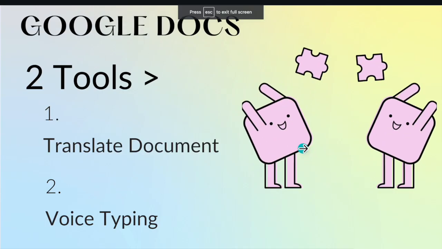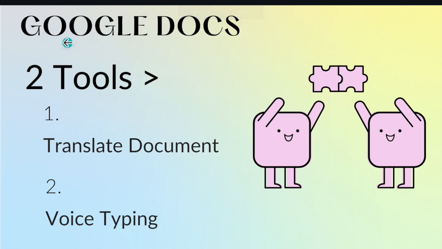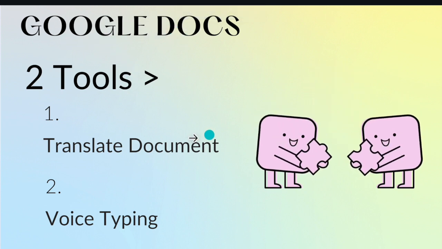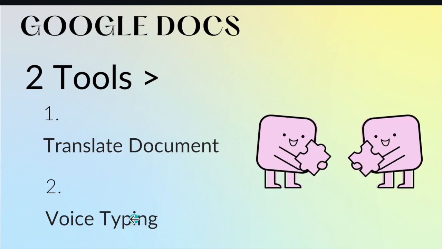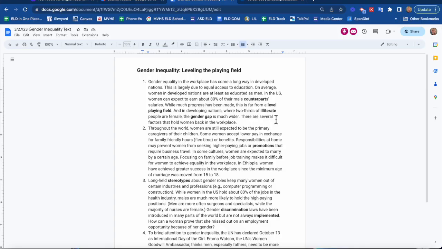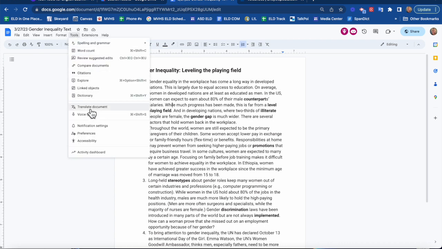Next, we are going to look at 2 tools in Google Docs that are amazing. The first one is Translate Document, and the second one is voice typing. Perhaps your teacher has attached a Google Doc file in Canvas to one of your lessons, and you'd like to translate it. You'll simply click Tools and Translate Document.